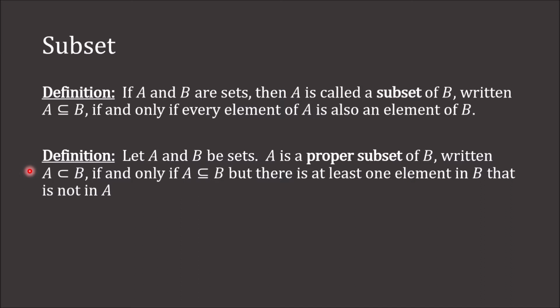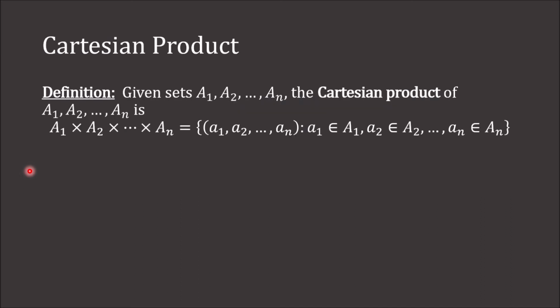If we're given n sets A1 through An, the Cartesian product of them is A1 cross A2 and so on. It's the set of all n-tuples, ordered tuples, (a1, a2, through an), such that a1 is in the set A1, a2 is in the set A2, and so on and so forth.